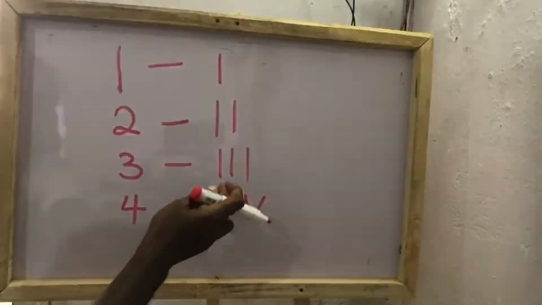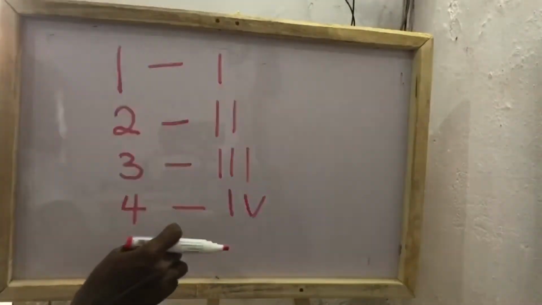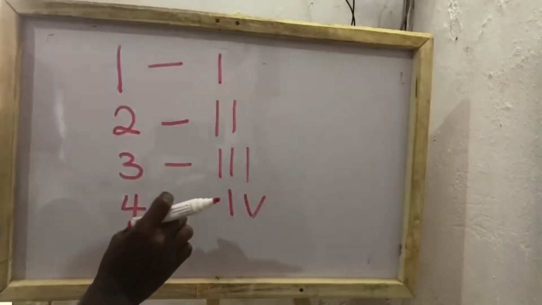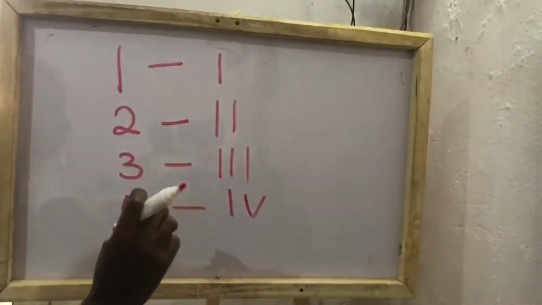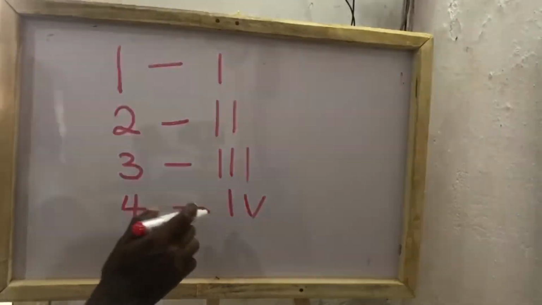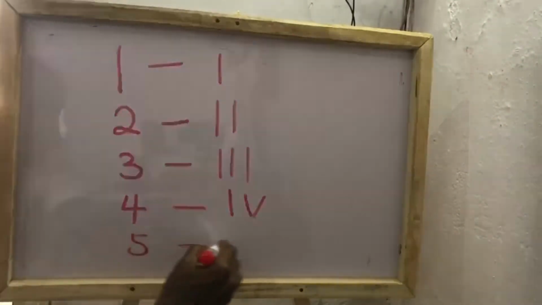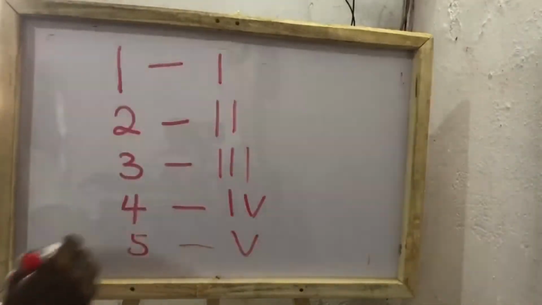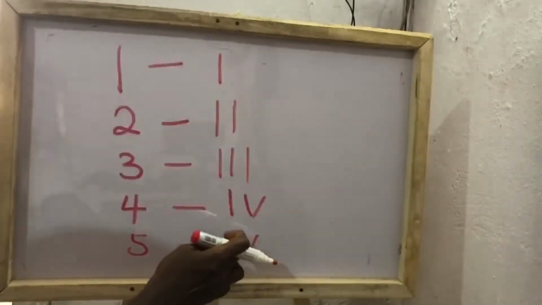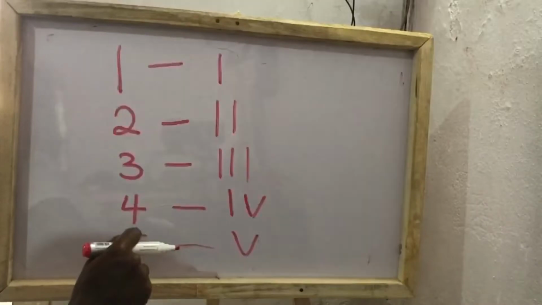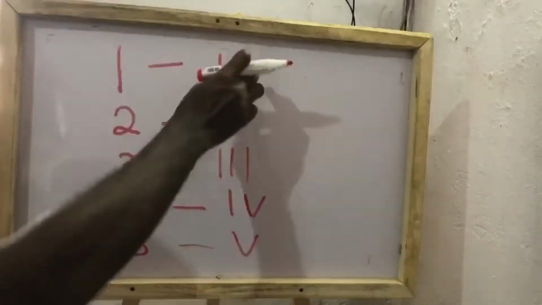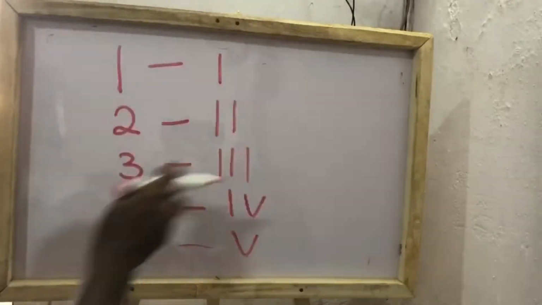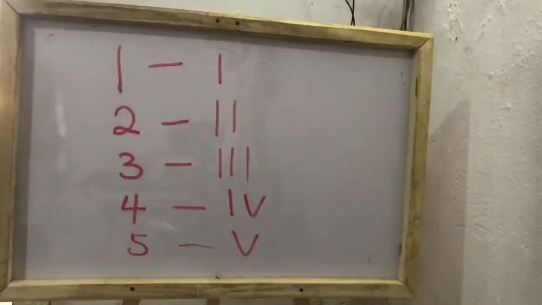Now you cannot repeat any Roman numerals more than thrice. I mean more than 3 times. So 5 is V. That means we need to subtract 1 from 5 to give us 4. And to do that, we introduce this I before the V. So our 1 is I, 2 is II, 3 is III, 4 is IV, 5 is V.